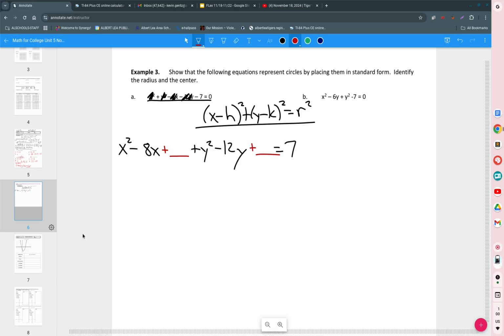I heard a couple people say it. Times only 3. To figure out the number that creates a perfect square, here, we take this number of 8, we divide it by 2 to get 4, and then we square it to get 16. 12 divided by 2 is 6, squared is 36. If we added them to the left side, then we should also add them to the right side.